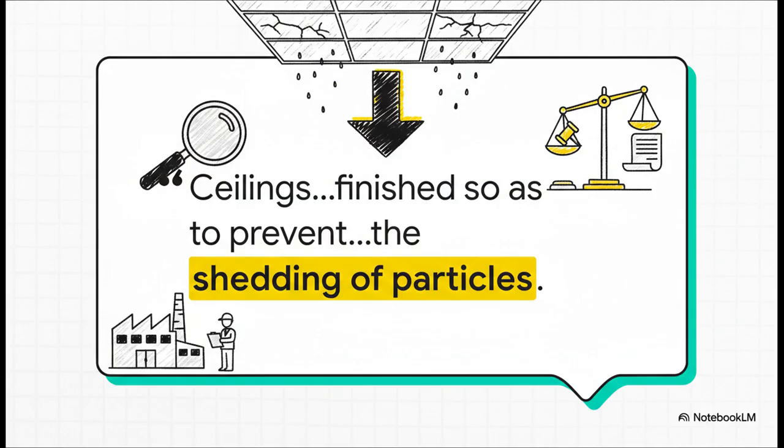And boom, there it is, Annex II, Chapter 2, Paragraph 1C. The regulation couldn't be clearer. Ceilings must prevent the shedding of particles. That's not a suggestion, it's a hard legal requirement. And just like that, we've connected a physical observation to a precise legal reference. That's the first brick in the wall of our case.